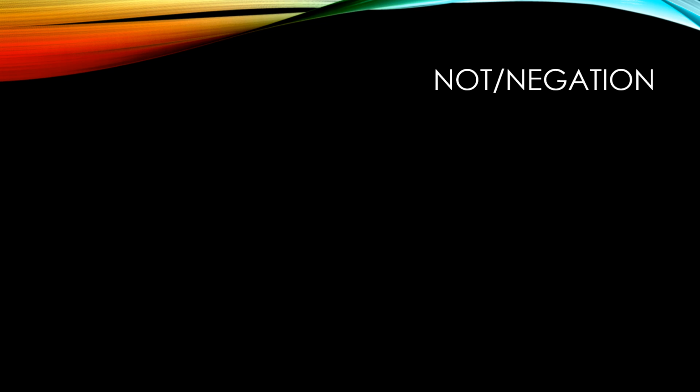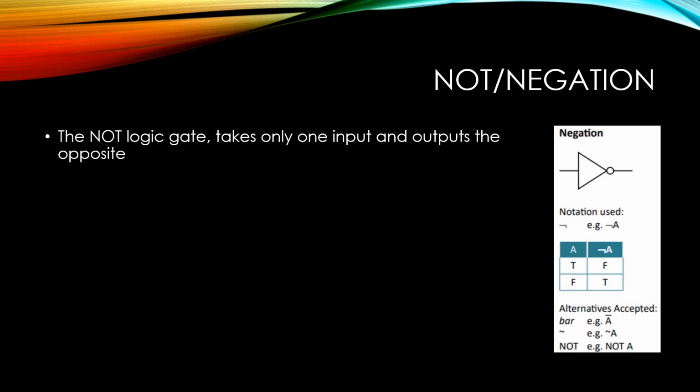The NOT logic gate takes just a single input and outputs the opposite. So if it receives true, it outputs false. If it receives false, it outputs true. As you can see by the diagram here, the logic gate for negation is a triangle with a small circle on the top. The notation used for negation is the NOT symbol, which looks like this one here.